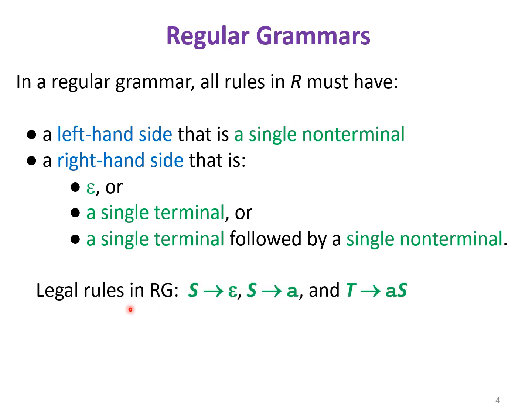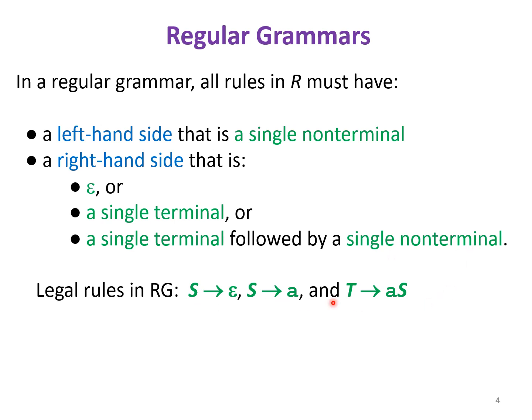Some of the legal rules in a regular grammar are: S → ε. Yes, the LHS is a single non-terminal and the RHS is epsilon. S → a. The LHS is a single non-terminal, and the RHS is a single terminal symbol. T → aS, where the LHS T is a single non-terminal, and the RHS is a single terminal a followed by a single non-terminal S.